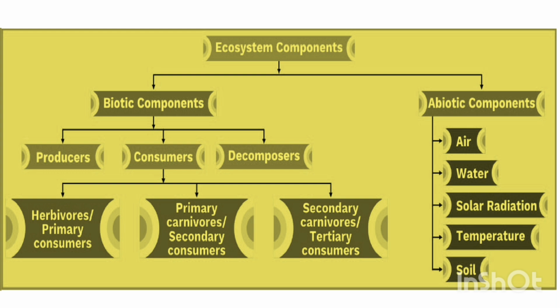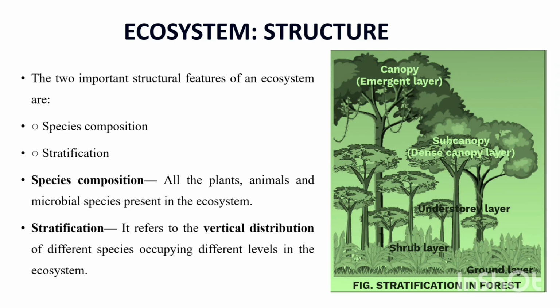Those organisms which help in the conversion of any organic matter to simpler substances which can easily blend with the soil. Okay. Next, structure of ecosystem. One is species composition. Next one is stratification. Species composition means all the plant species, animal species, microbial species present in an ecosystem.